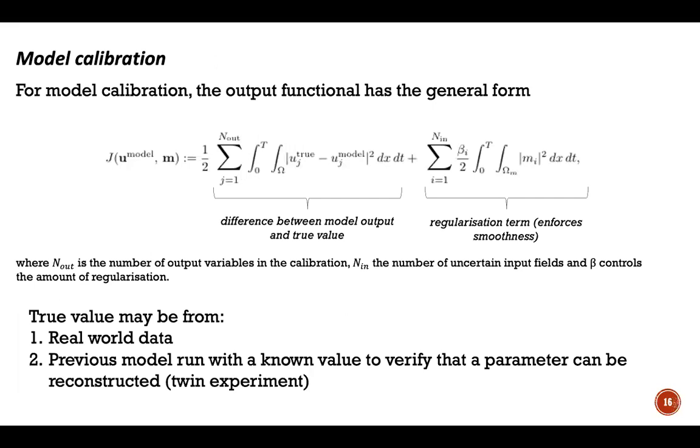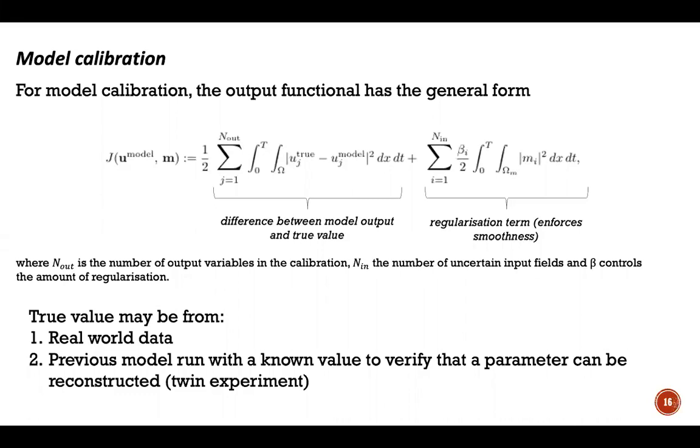If you want to do model calibration, the output functional has this general form. The first part is pretty obvious: you're just trying to minimize the difference between your model output and the true value. This second part, if you do image processing or image analysis, you might recognize. It's a regularization term which tries to reduce noise and enforce smoothness. There's lots that you can use. The standard one, I think in most fields, is the Tikhonov regularization term, which is what you're seeing here, but there's no reason you couldn't use something else.